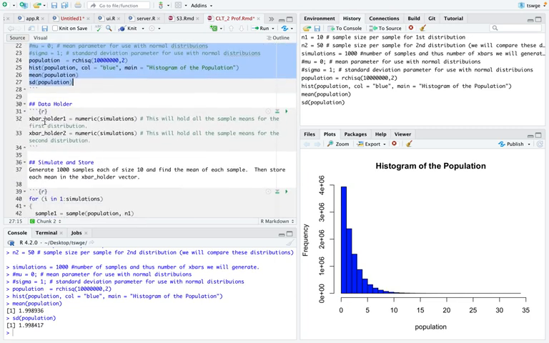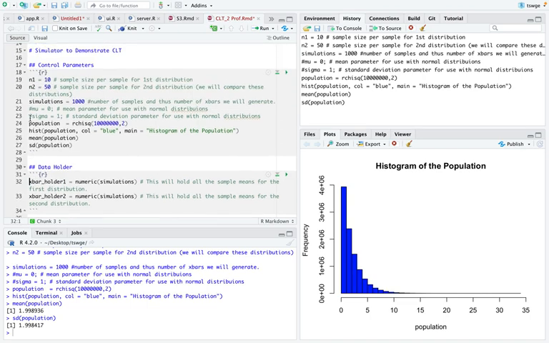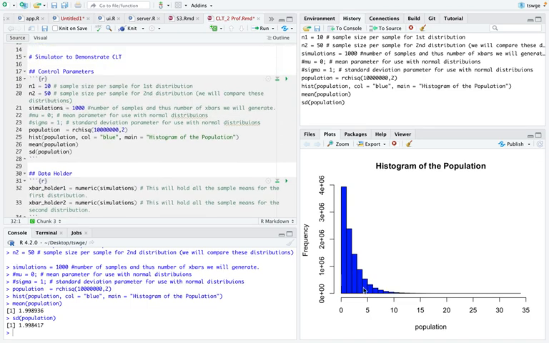So what we're going to need to do is have a place to hold our x bars, because we're going to generate, for this simulation, 1,000 times. I'm going to come in here and pull a sample of 10 and take the sample mean. And then I'll pull another sample of 10 and take the sample mean. And pull another sample of 10 and take the sample mean. And I'm going to do that 1,000 times.